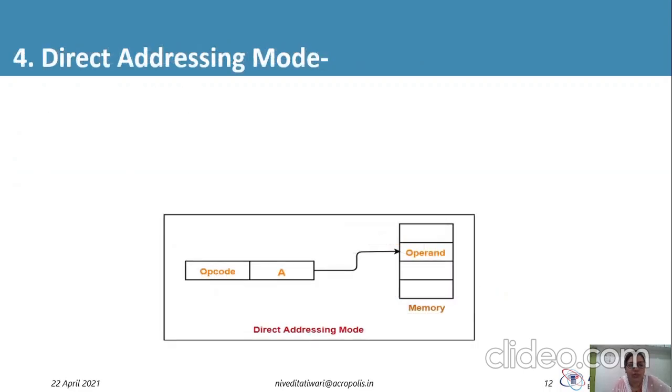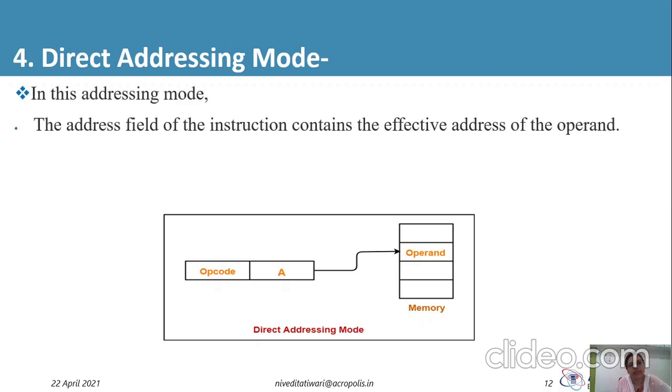The next addressing mode is the direct addressing mode. Here the concept of direct address is applicable that I previously defined. So in this addressing mode the address field of the instruction itself contains the effective address of the operand. Here in the diagram, this is the instruction format, and this is the third field of the instruction that represents the address value.